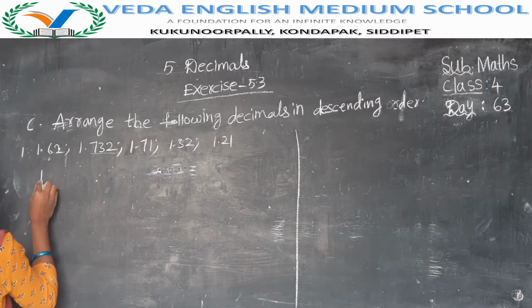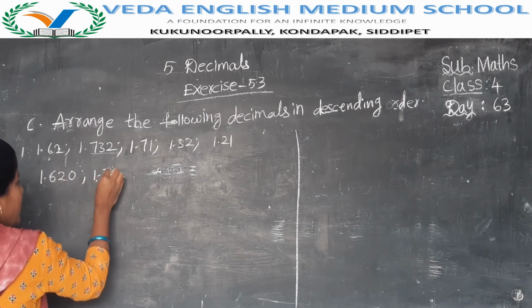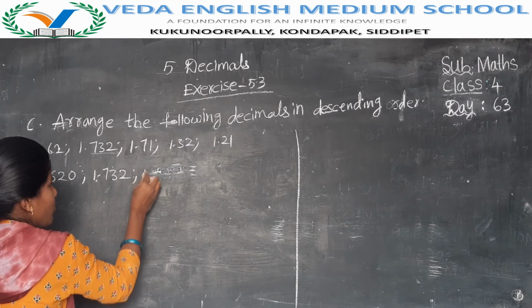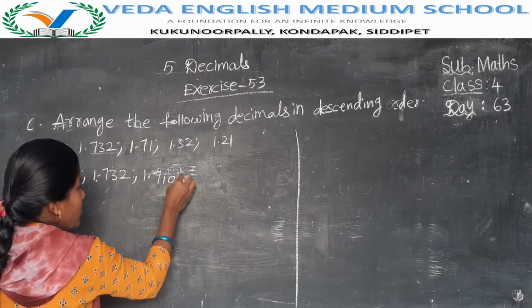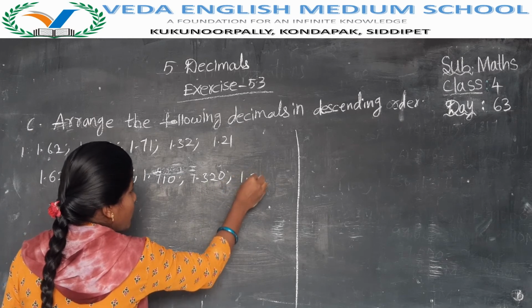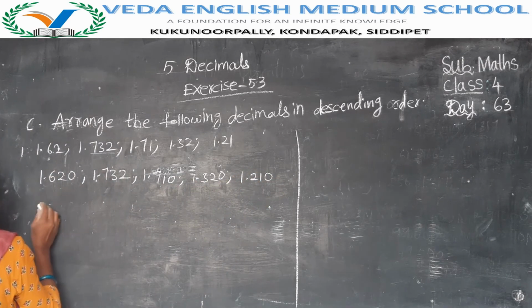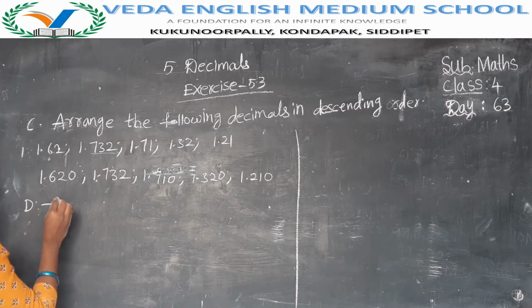So that is 1.620 and 1.732. Next 1.710, 1.320, 1.210. Now all are converted into like decimals. After conversion to like decimals, we have to write in descending order. That means big to small we have to write.